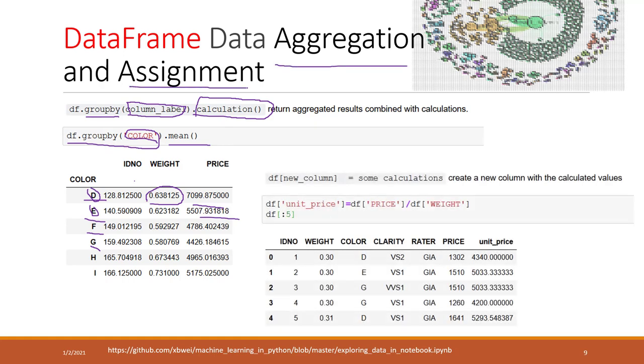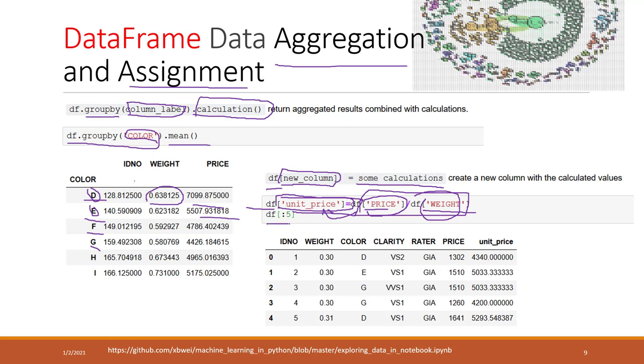And we can also calculate new values. So for example, here we can see for df, we can give the name of the new column, which equals some new calculation. In this example, let's say that we want to use the price of each single diamond divided by the weight, and we'll save that result into this new column that we call unit price. And you can see that to do that, it's very simple in a dataframe. Basically, we just say dataframe, new column equals price divided by the weight. And now if you check the dataframe, you can see that unit price has been added to the dataframe.